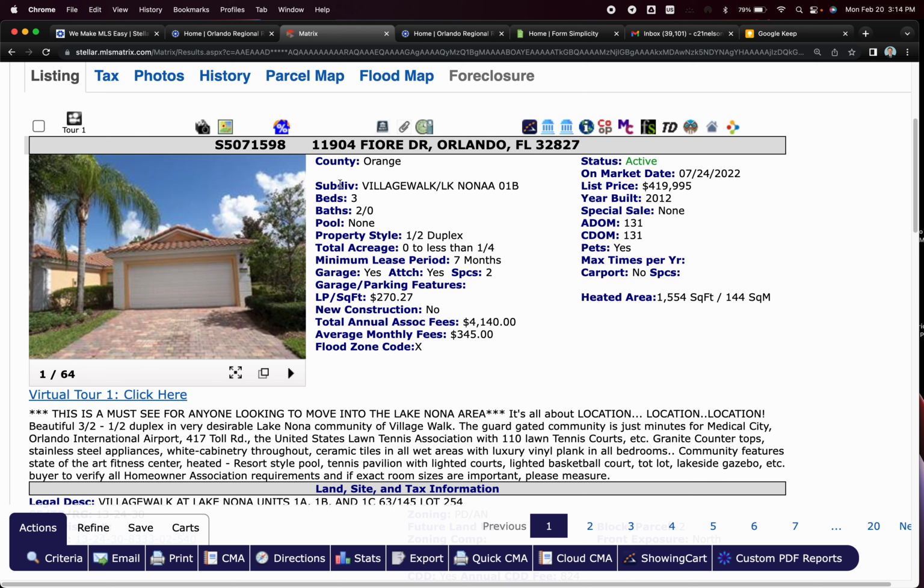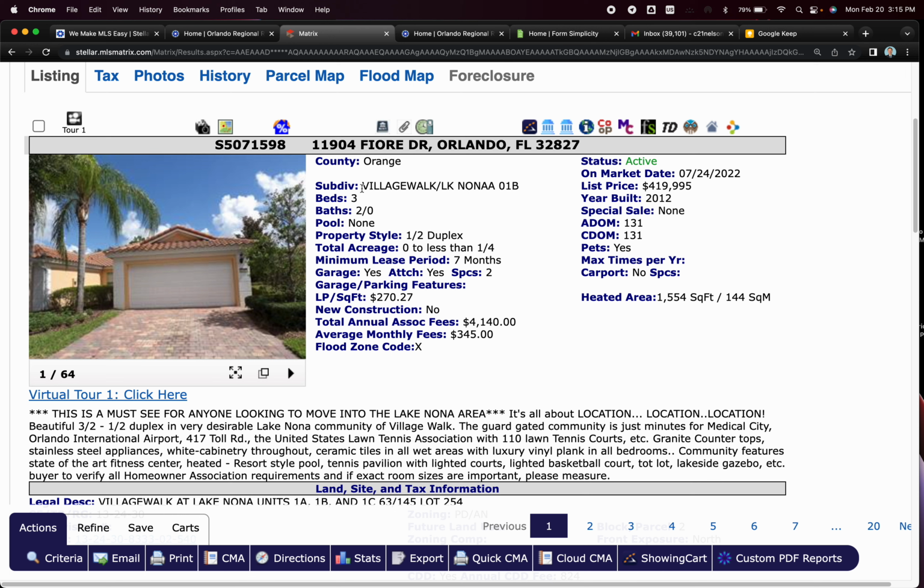So there are two things that you will need from this property. Number one is, if you see here next to the picture where it says Village Walk, that's the subject property. That's the subdivision name. And also you need the zip code for the property, 32827. There are several ways to do a CMA, but one way is the way I'm going to show you, and then I'm going to show you another way that's more general that you're going to need sometimes.